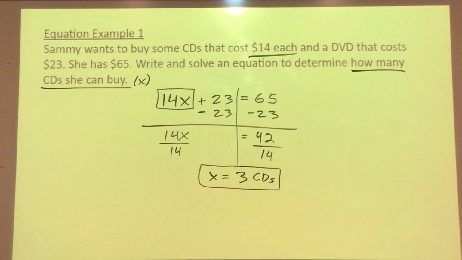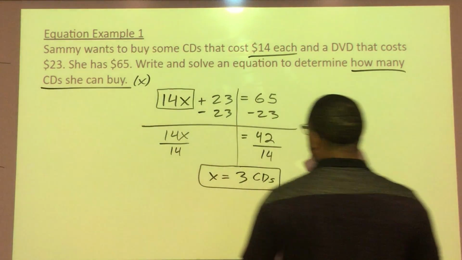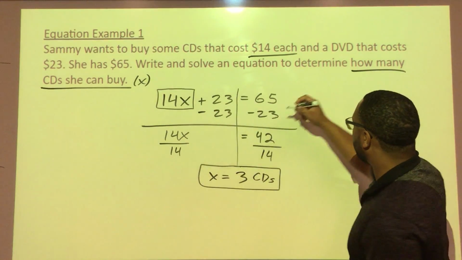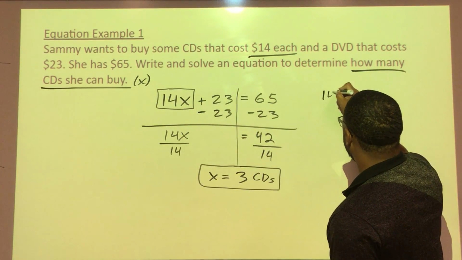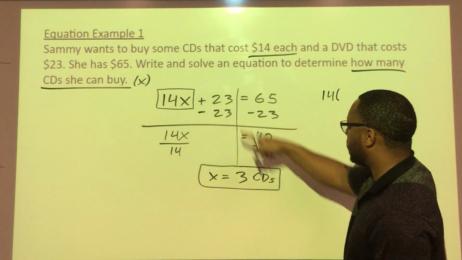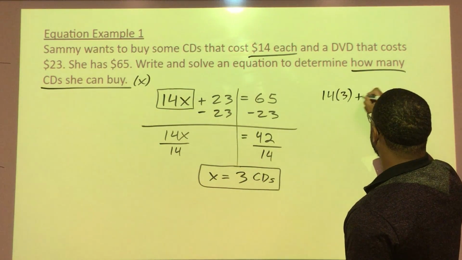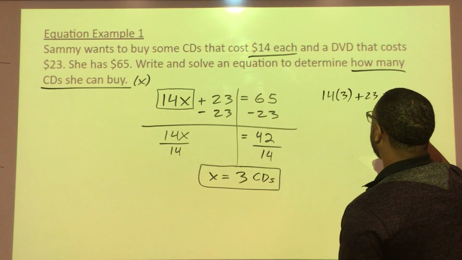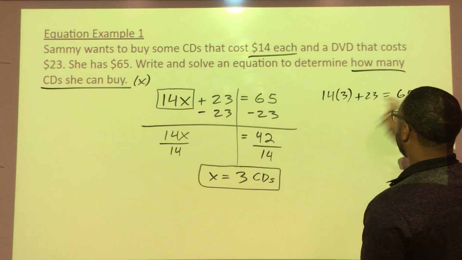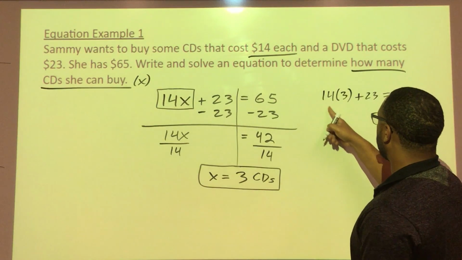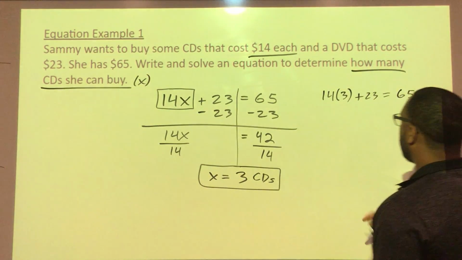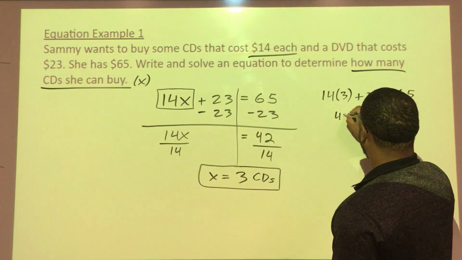Now, it's always important to check to make sure that your solution is correct. So what I'm going to do is go back and write this original equation, but instead of x, I'm going to plug in my solution, which is 3. And I'm going to see if when I add 23 to that, it gives me 65 as the equation says it should. 14 times 3 is 42.